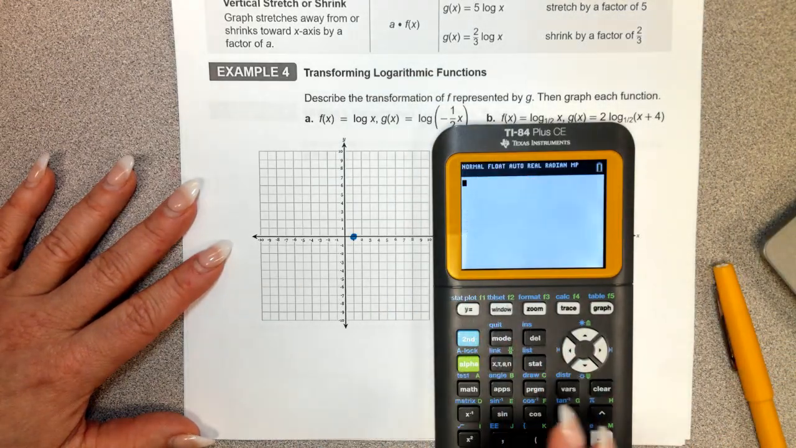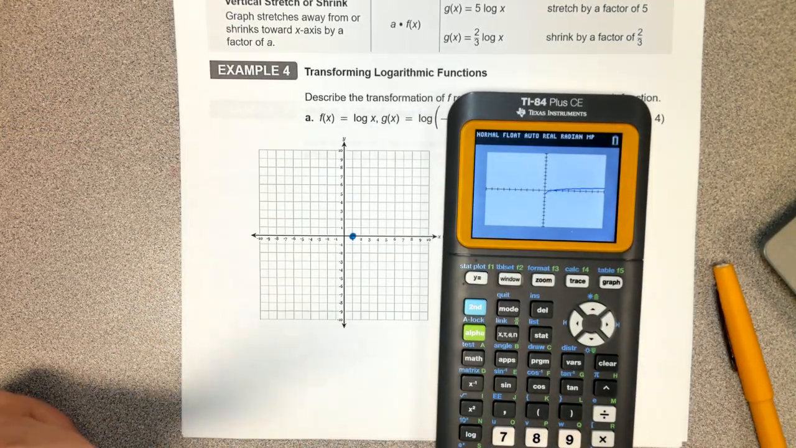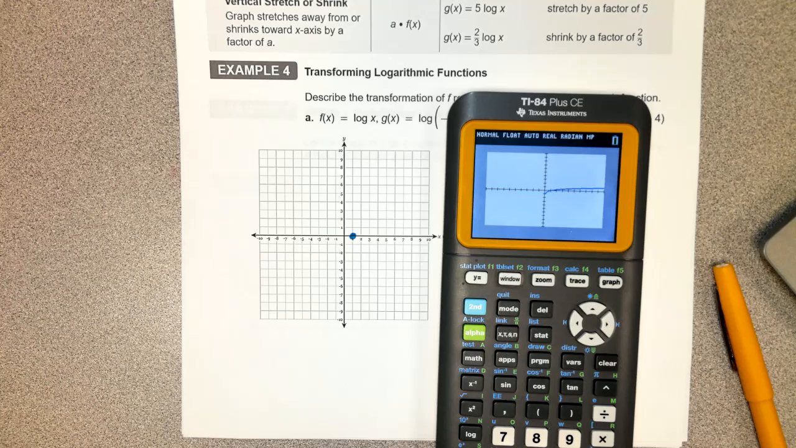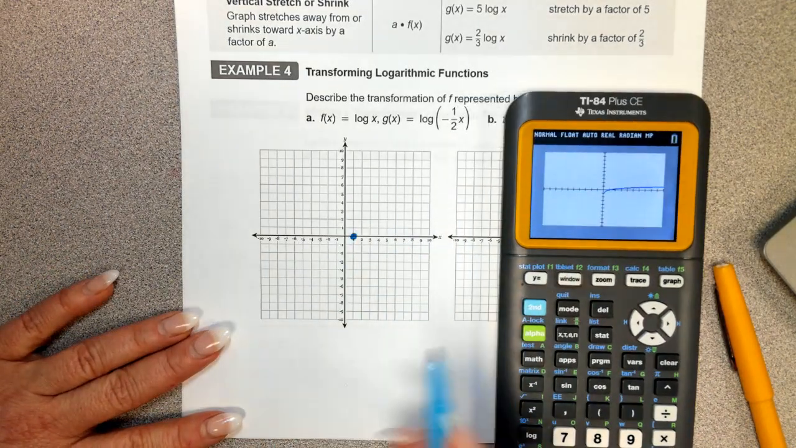that's not what I wanted. Did I grab a different calculator? Yes, I did. This is the calculator. Sorry, guys.